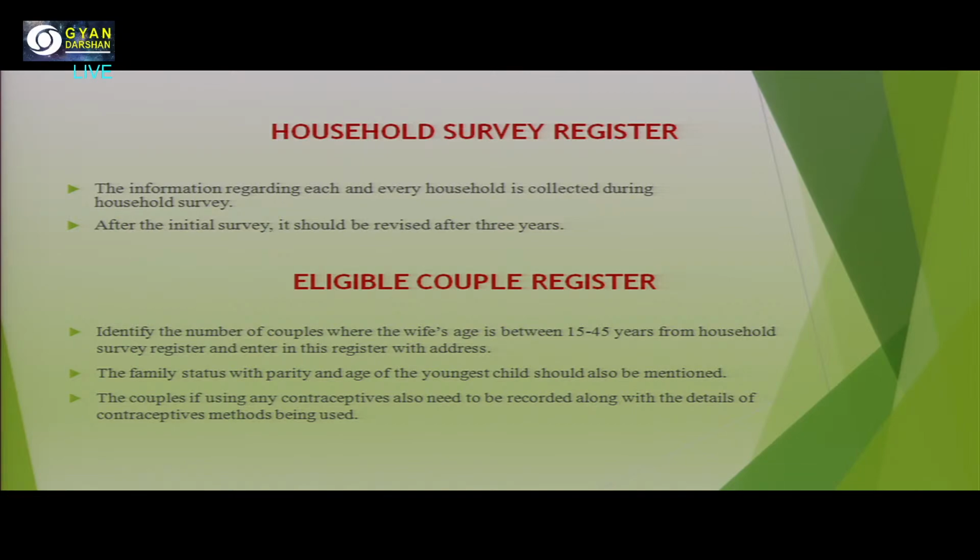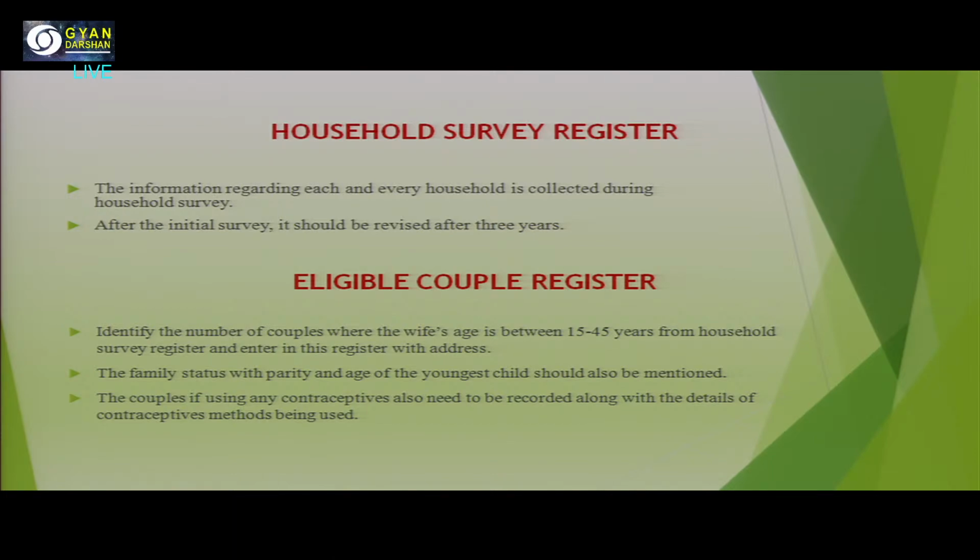Information after 3 years. Then the eligible couple register, that is to identify the number of couples where the wife's age is between 15 to 45 years. From the household survey register you can take the data and keep it in the eligible couple register. And the family status with the parity, the number of living children, you can write there, and the age of the youngest child can also be written, because that will help you if the child is just a toddler or a new infant.